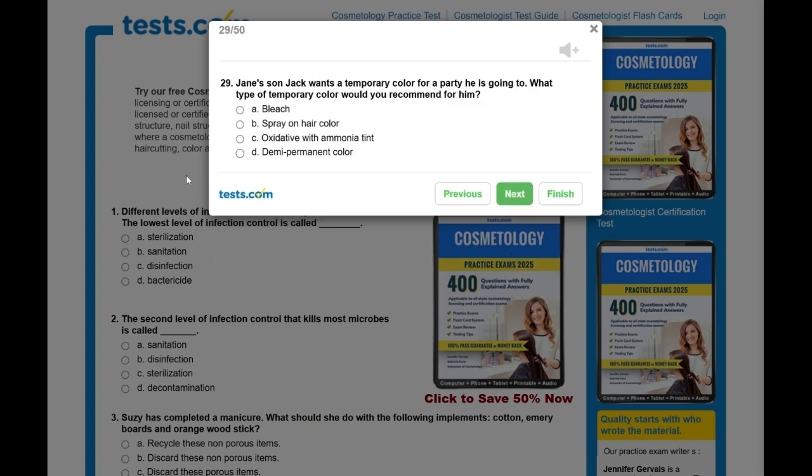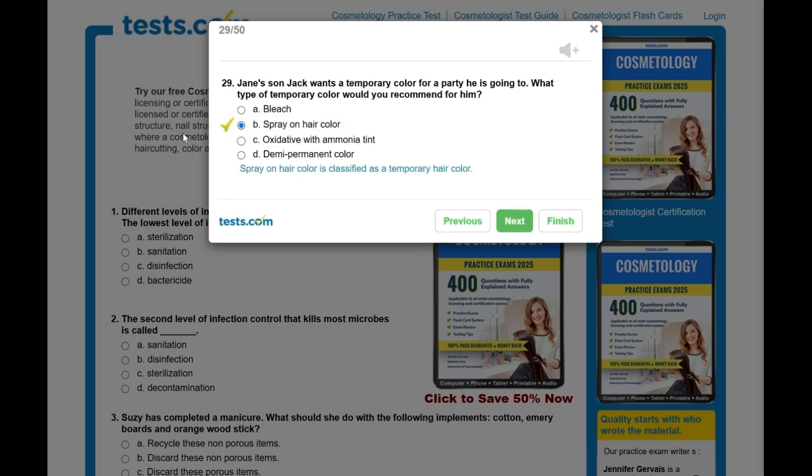Question 29. Jane's son, Jack, wants a temporary color for a party he is going to. What type of temporary color would you recommend for him? A. Bleach. B. Spray-on hair color. C. Oxidative with ammonia tint. D. Demi-permanent color. B. Spray-on hair color. Spray-on hair color is classified as a temporary hair color.